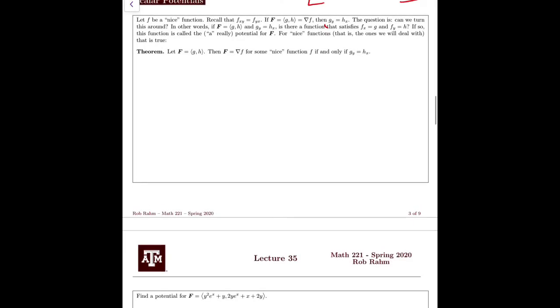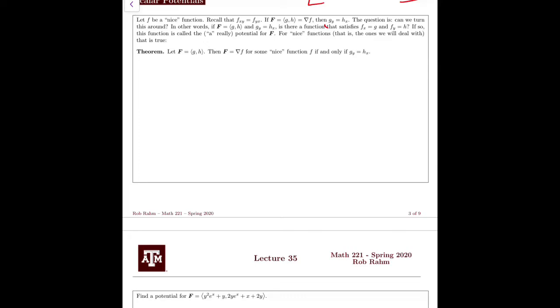Okay, so we want to prove this theorem now. The difficult part of what we need to prove is that if g_y is equal to h_x, then there's some function little f such that big F is equal to the gradient of little f. What we're going to do is construct a function and verify that it satisfies the properties that we need it to have.